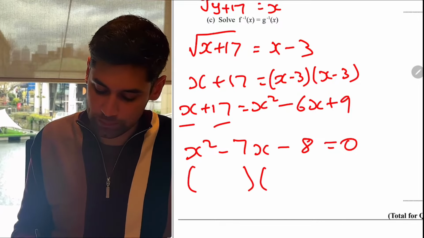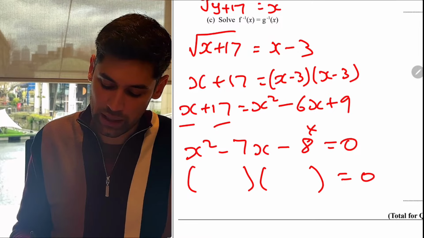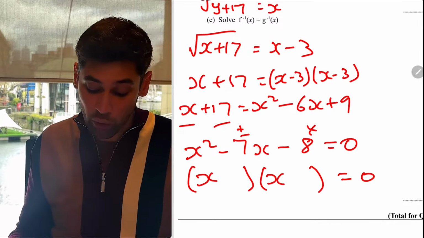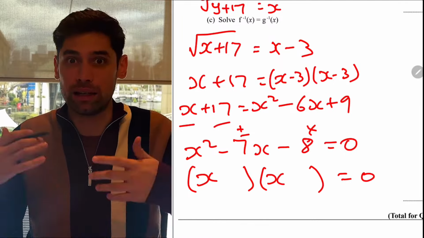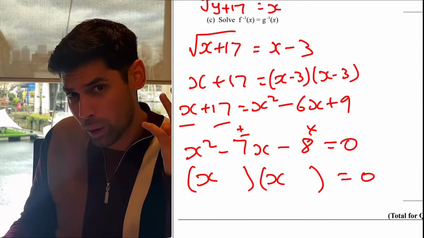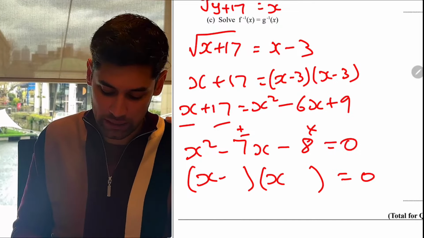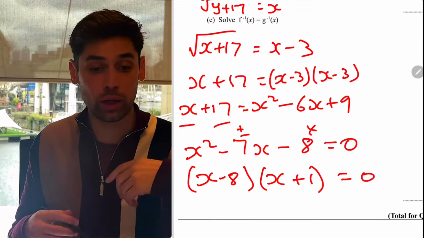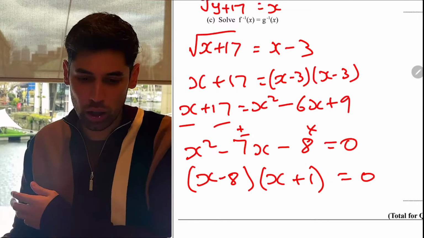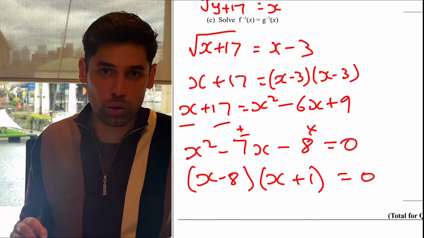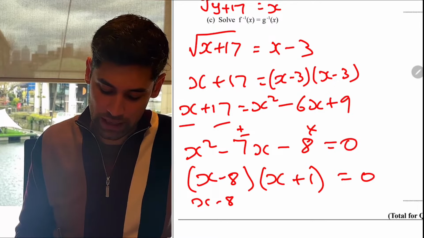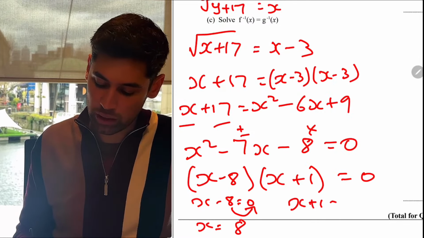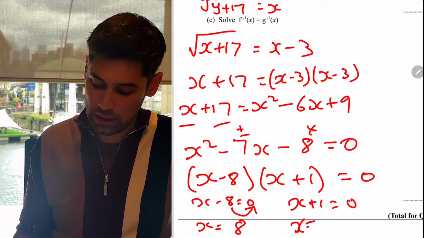And once we have everything on one side equaling 0, we're going to factorize the quadratic. Double bracket factorization. We're looking for two numbers that times together to make negative 8 and add or subtract to make negative 7. First number goes x and x, and obviously this is going to be 1 and 8. What combination of 1 and 8 makes negative 7? Negative 8 plus 1. And then of course, for this bracket times the other bracket to equal 0, we need to make the individual brackets equal 0. So x minus 8 equals 0, so x equals 8 by moving that to the other side. And x plus 1 equals 0, so x equals negative 1.